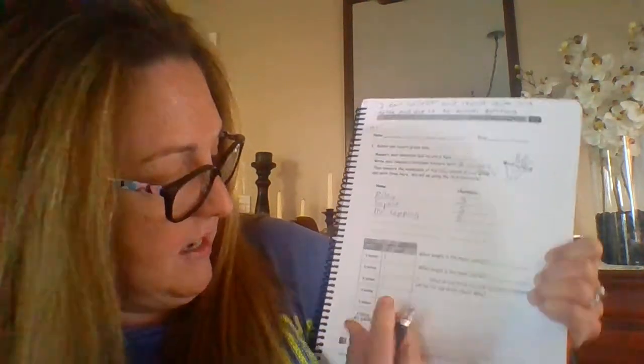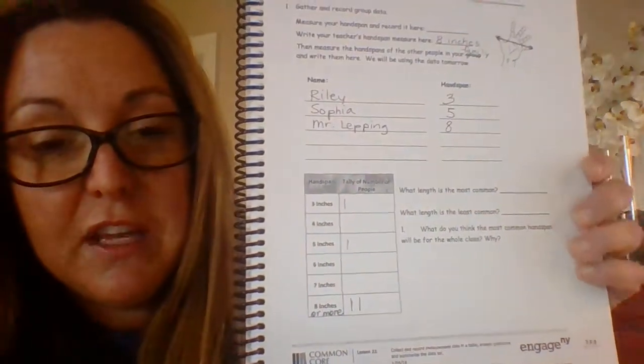So now I'm going to go ahead and put it into my chart here for handspan. Let's see, Riley, she was 3. Sophia, oh, did I mix those up? Oh my goodness. All right, anyway, you all know Riley's my older one, but we're going to leave it right now. Sophia was 5. Mr. Lepping was 8. I'm going to put myself on here. Aha. Okay. So there is my tally chart.